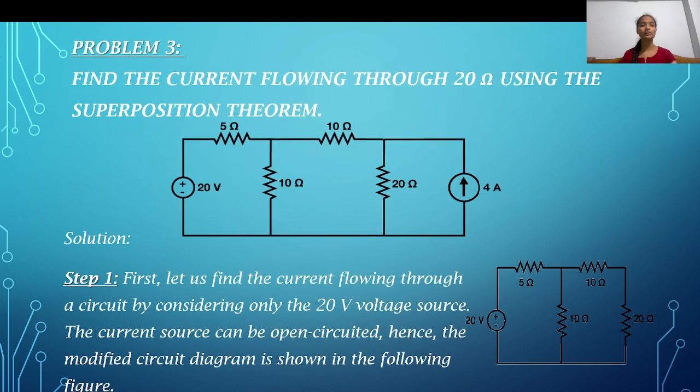Next, problem 3. We have to find the current flowing through the 20 ohm resistor. This is the 20 ohm resistor. We have to find the current passing through the 20 ohm resistor. Here there is one voltage source and one current source. So first consider the 20 volt source; the current source is open circuited. So this is the final circuit.